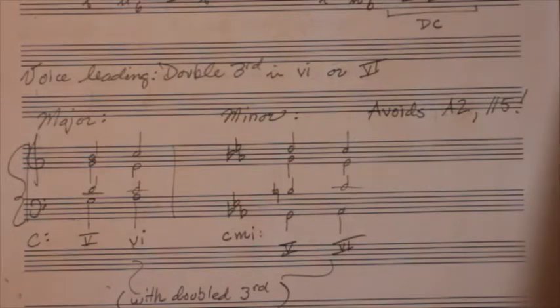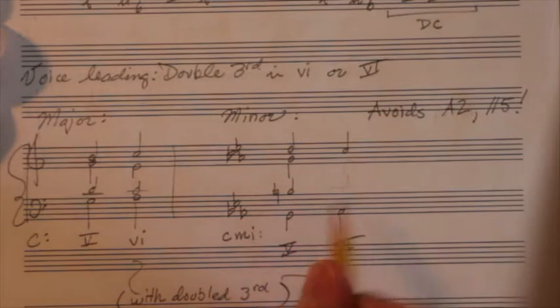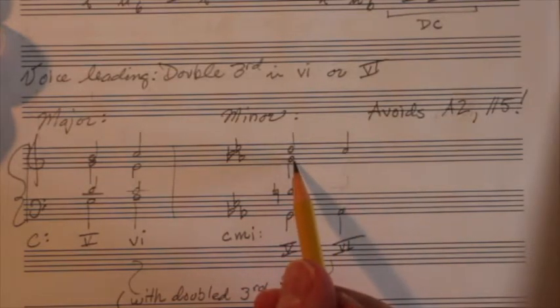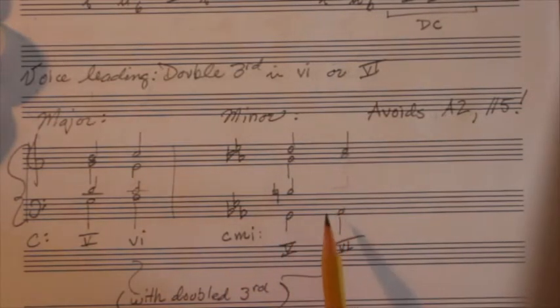So we have the 5 chord moving to the 6 chord with a doubled third. Let's see what happens if we try to use a different voice leading. Minor is particularly treacherous. The obvious one is if we move the alto up to an A flat instead of down to an E flat, we would get parallel octaves with the bass. You can see that right there.